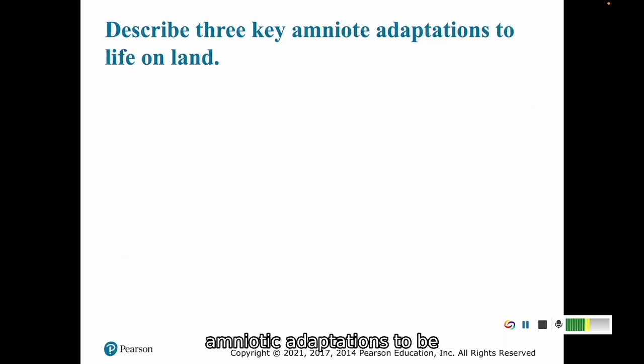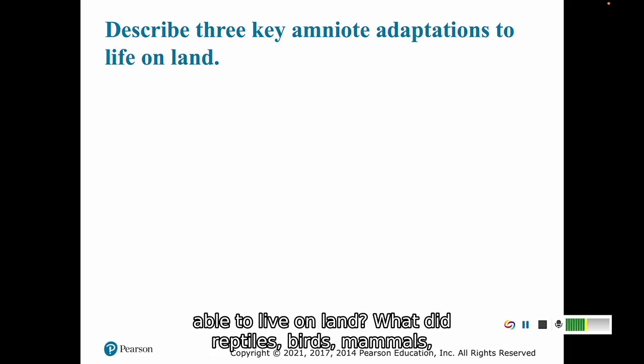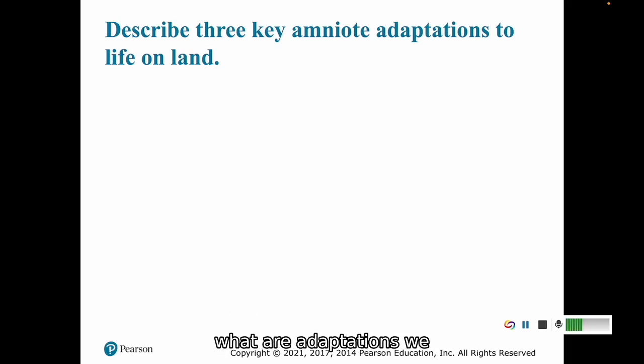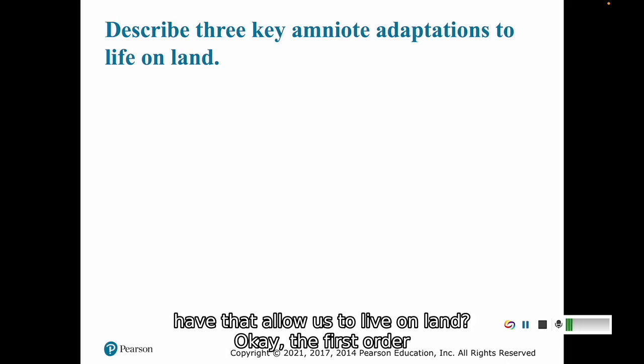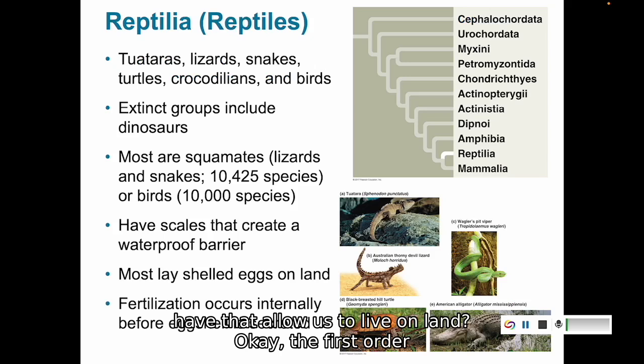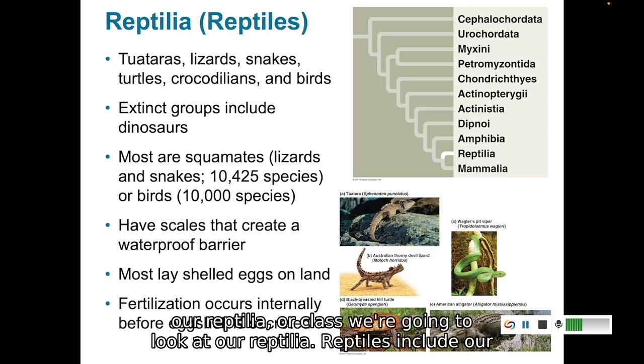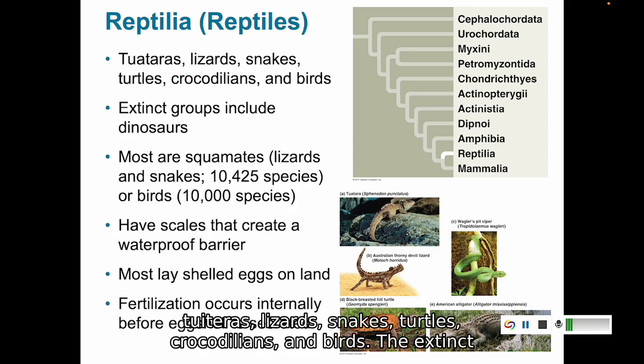Okay, so what are some of those amniotic adaptations to be able to live on land? What are adaptations that reptiles, birds, and mammals have that allow us to live on land? The first class we're going to look at is Reptilia. Reptiles include the tuataras, lizards, snakes, turtles, crocodilians, and birds.